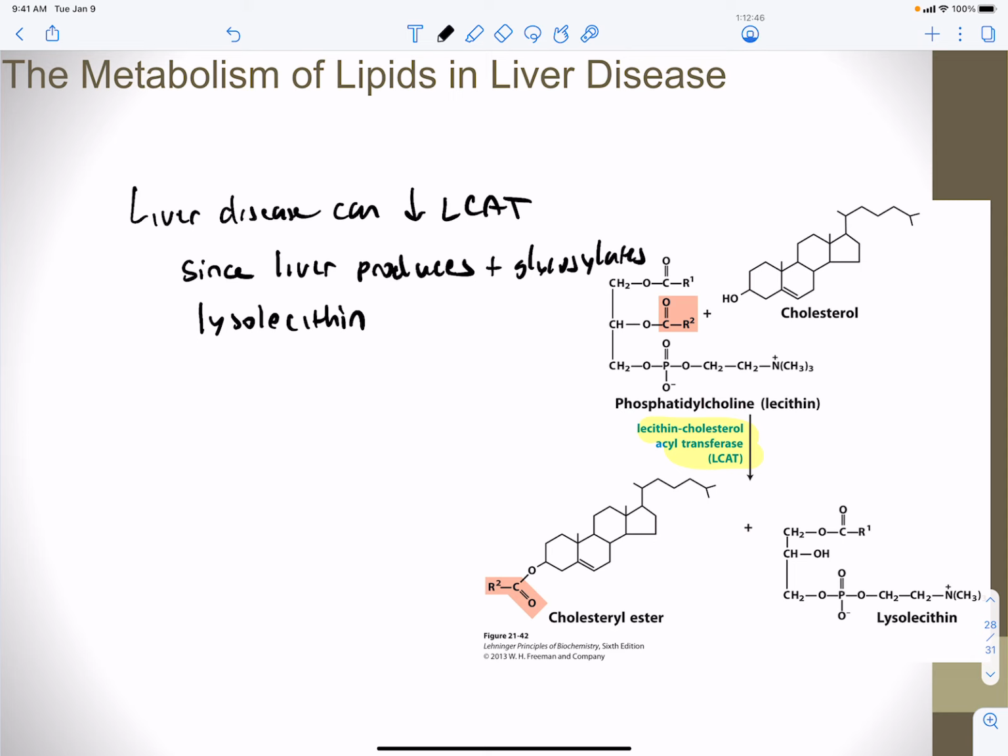Okay, so again, the liver is important, and in this case, it makes the cholesterol nucleus, and then combining that with the phosphatidylcholine or lecithin, you are going to get your cholesterol ester and lysolecithin, and that's via the LCAT. Then your LCAT is unable to function because it's decreased via the liver. Decreases LCAT.